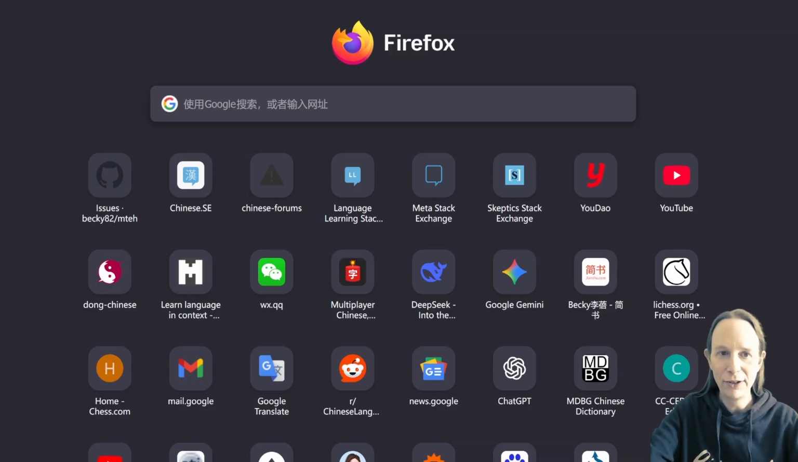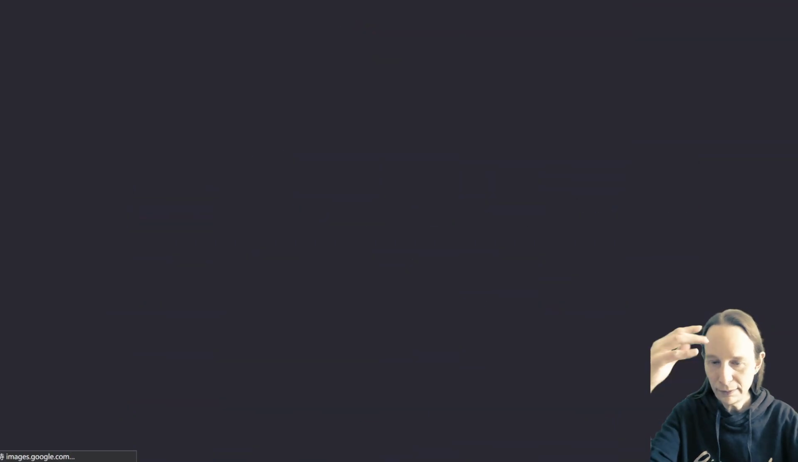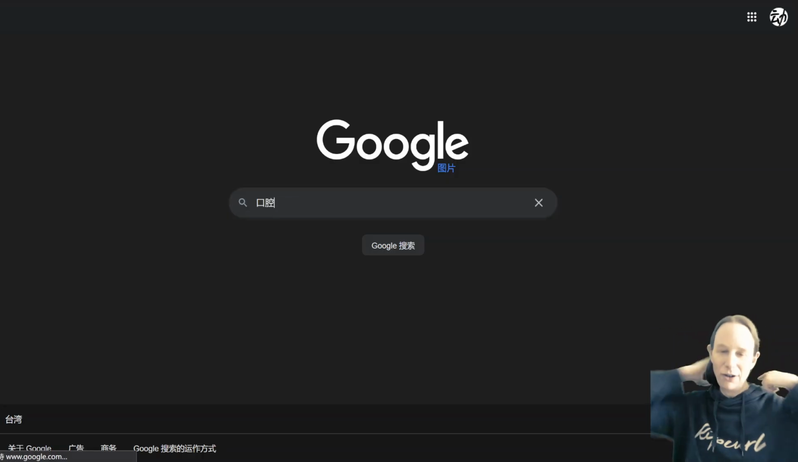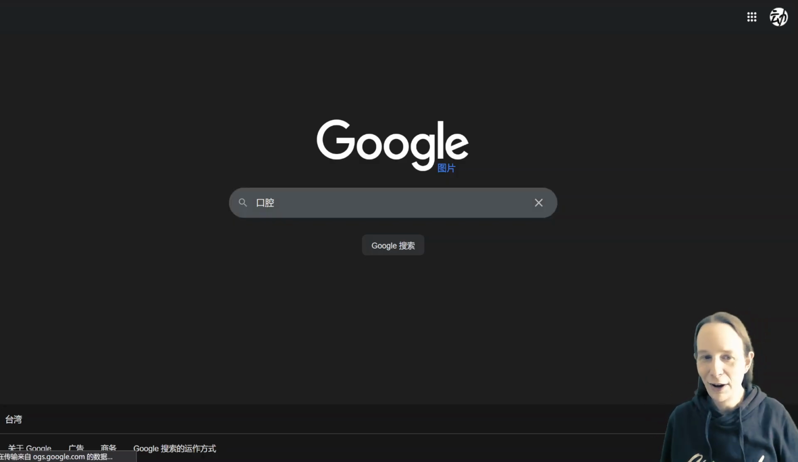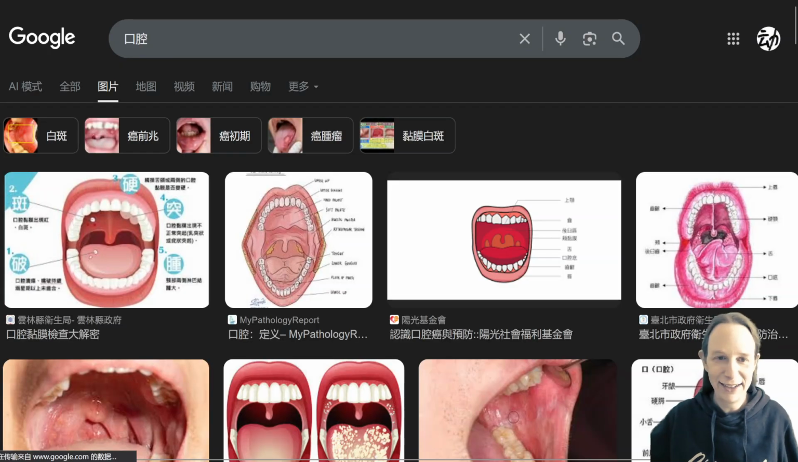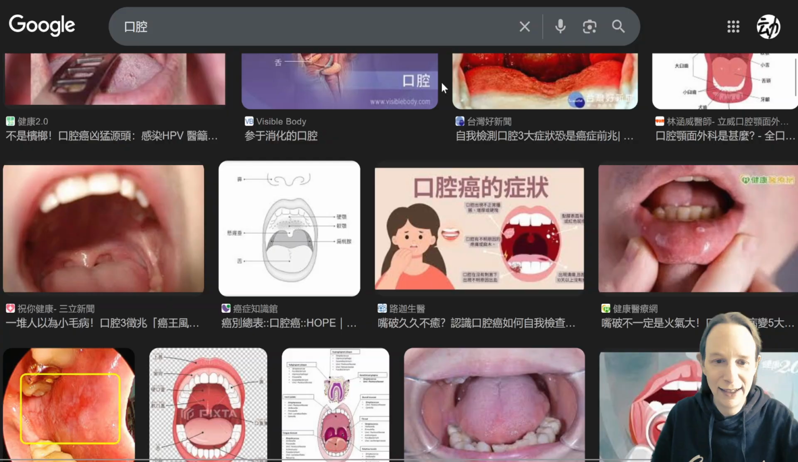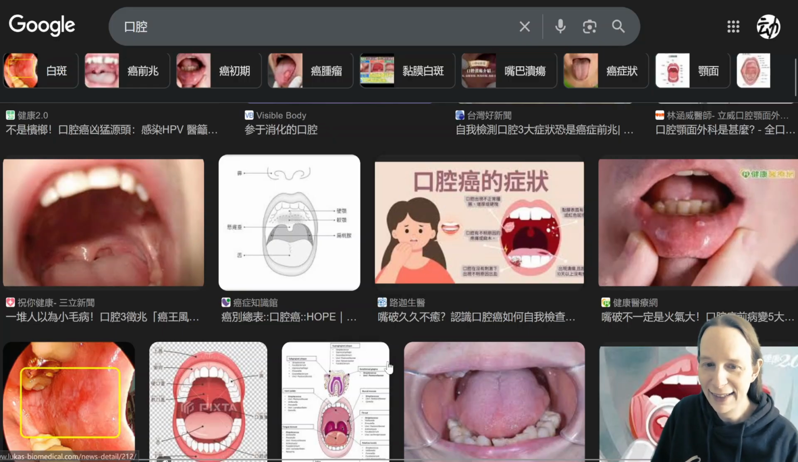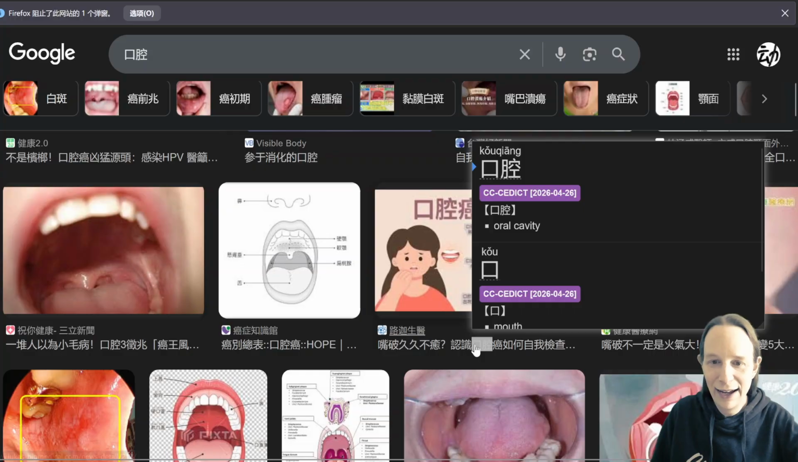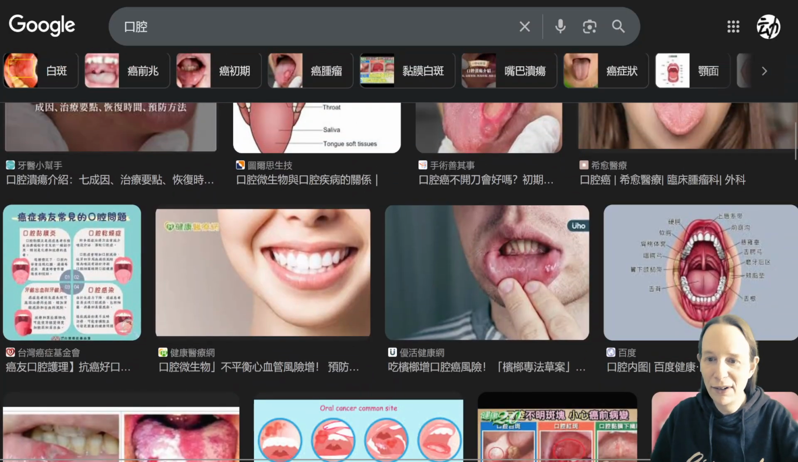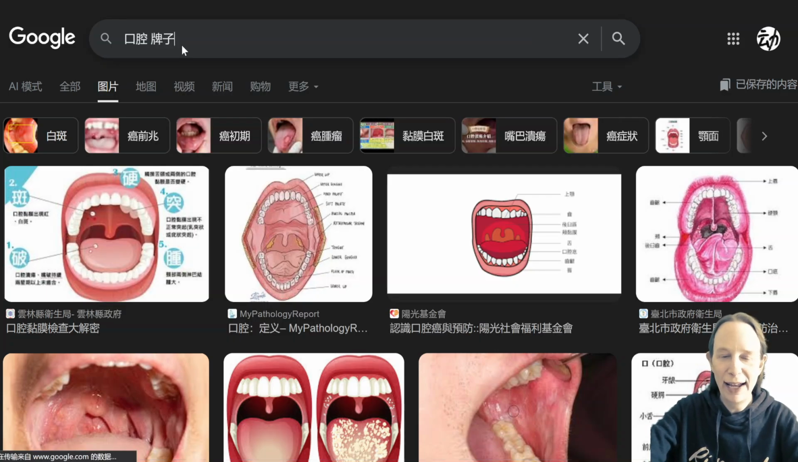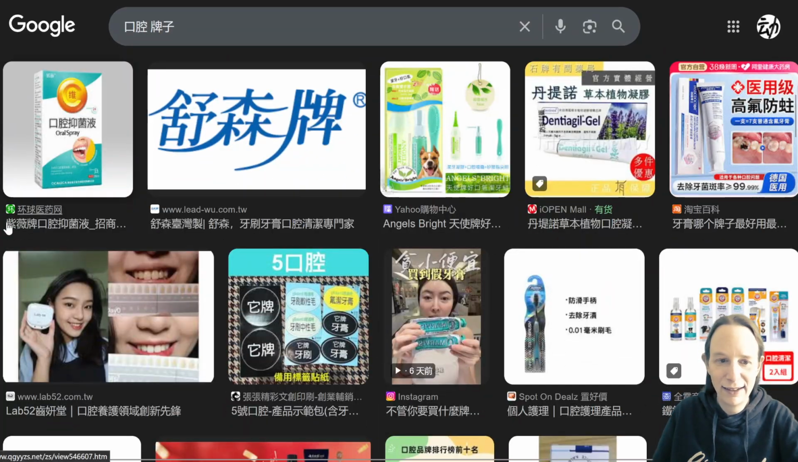All right, so the most obvious one, let's go to Google image search. The most obvious case, I think, is 口腔. So oral cavity. You'll see signage for this when you go to China. 口腔, you'll see signage. Yeah, 口腔癌, oral cancer, oral cavity cancer. You see it used for dentists as well, right? You see it on signs, huh?